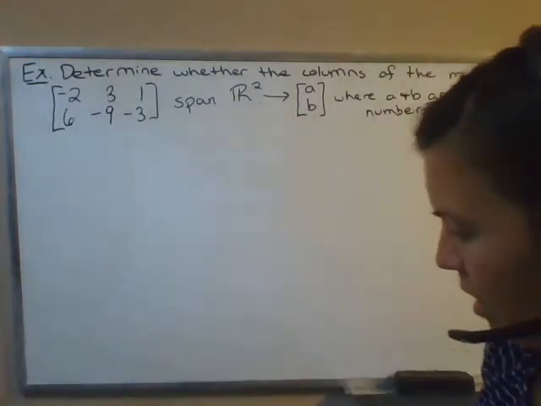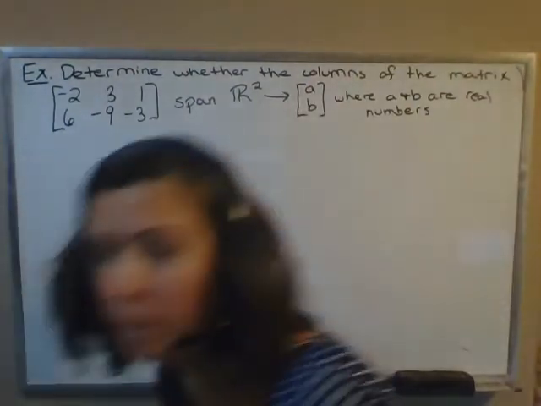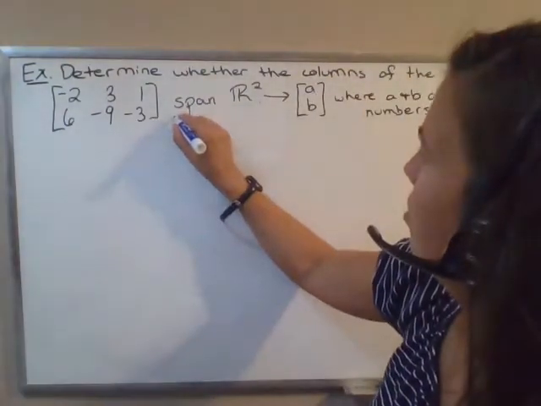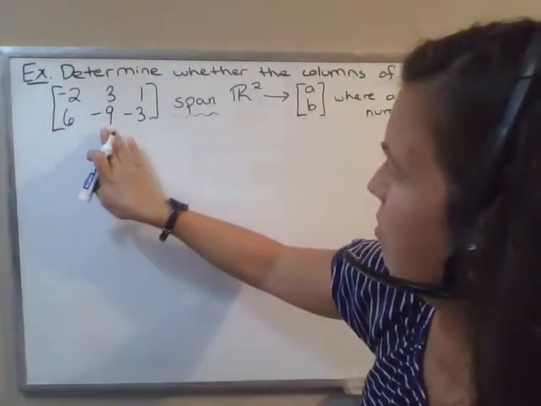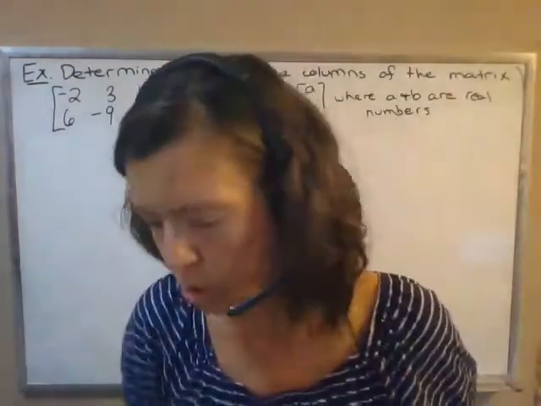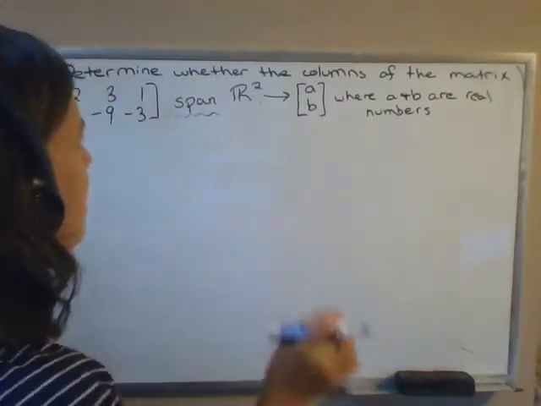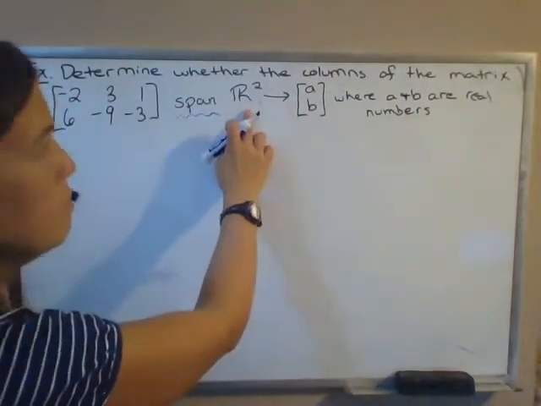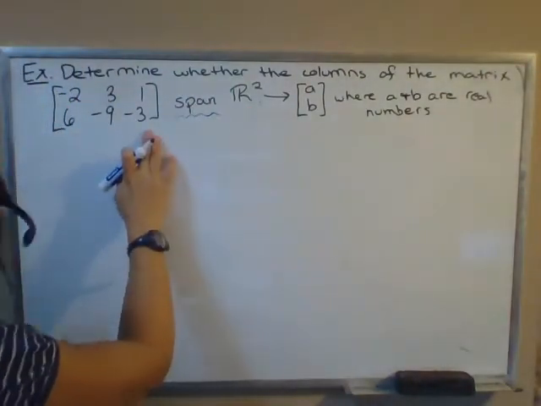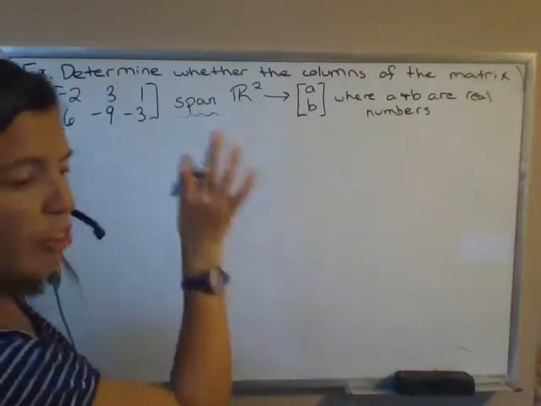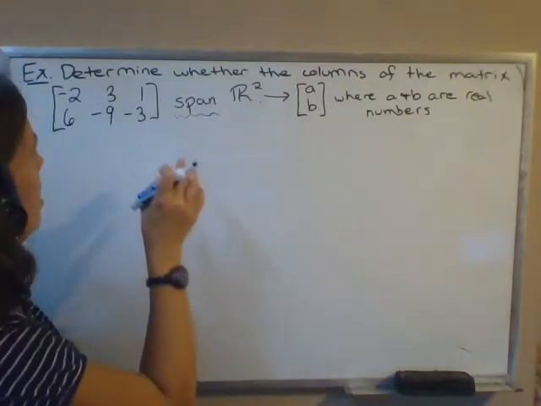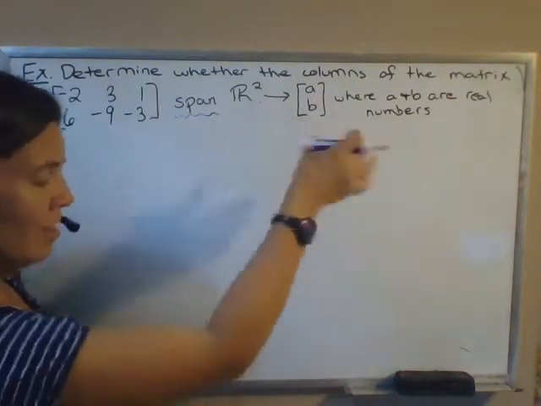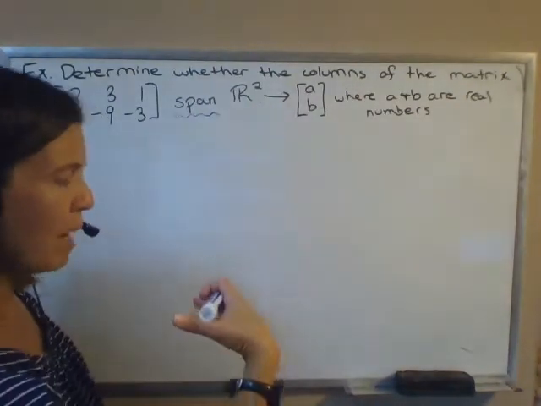Another thing that I want to go over is this concept of span. So the columns of this matrix span R2 if any vector in R2 can be written as a linear combination of these three columns. So there's a lot of really important vocabulary in this section. Each term that I talk about, then I have to back up and talk about another term.